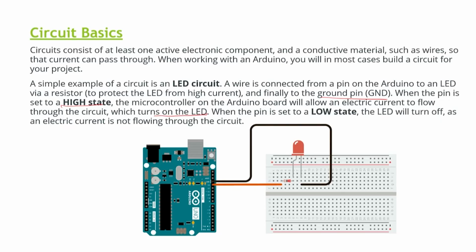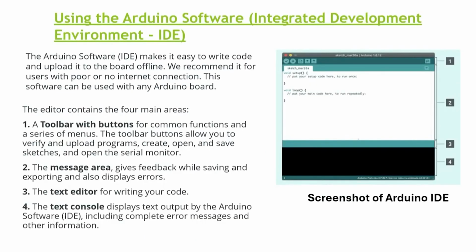So, the high state will put the LED on, and when the pin, on the other hand, is set to low volt, then the LED will turn off, as electric current is not flowing through the circuit. This you can control through programming, using the Arduino software, that is the IDE. Arduino software is open software, so you should start to learn it.